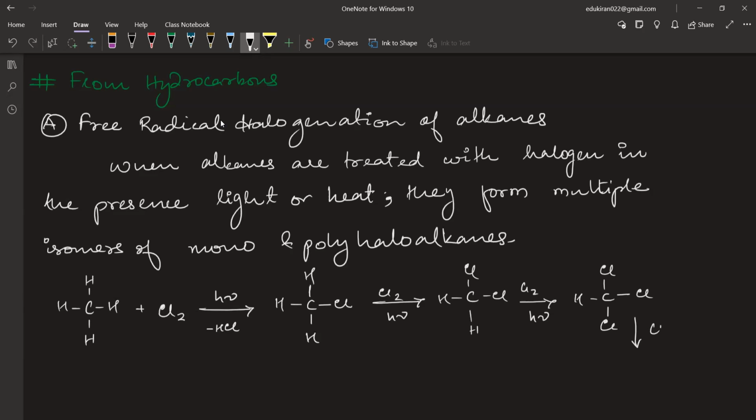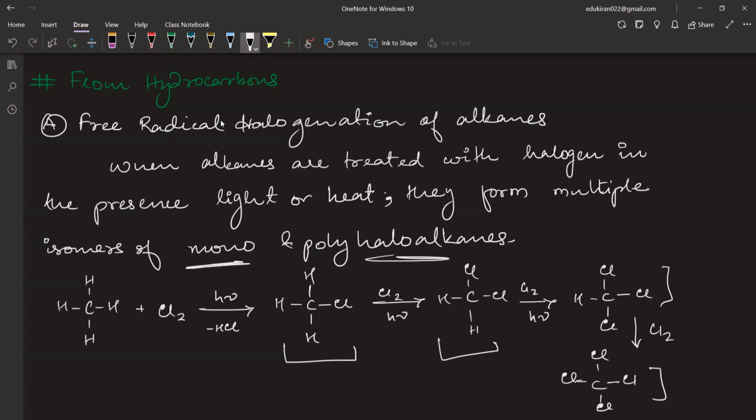And if there is again Cl2, then what is going to happen? All of the hydrogens will be removed. So you will get all of these products. You will get mono also, di also, tri also, tetra also. That is why we have said in the presence of light or heat, they form multiple isomers of mono and polyhaloalkane. Please write this down. Let me know when you're done.